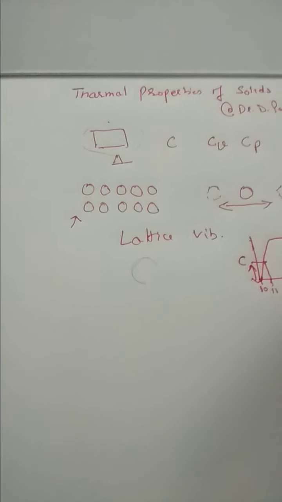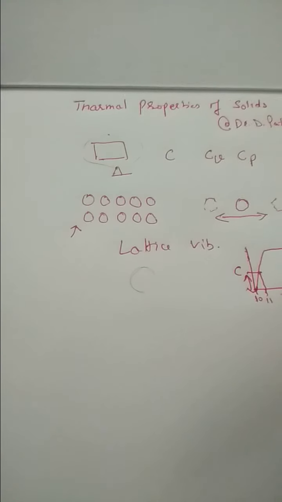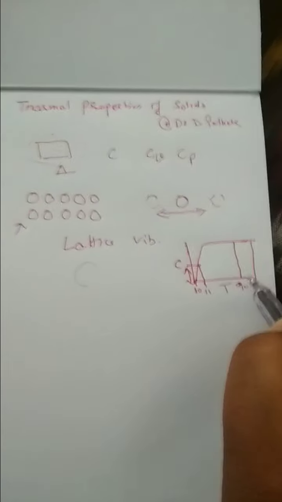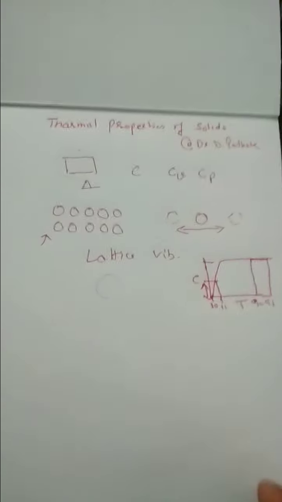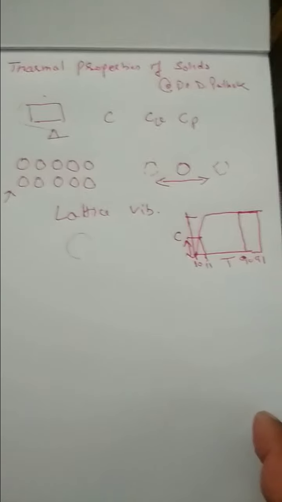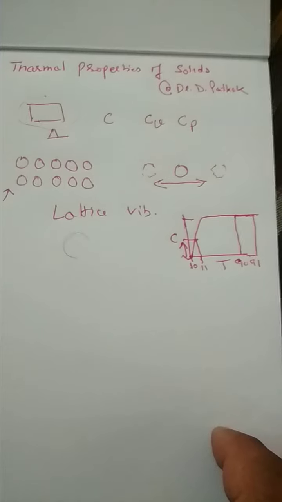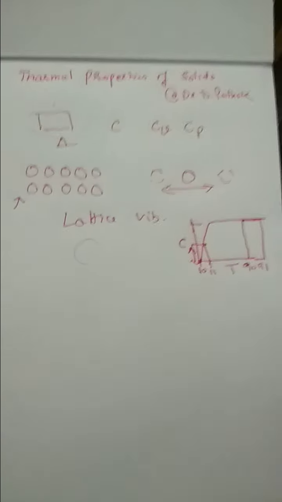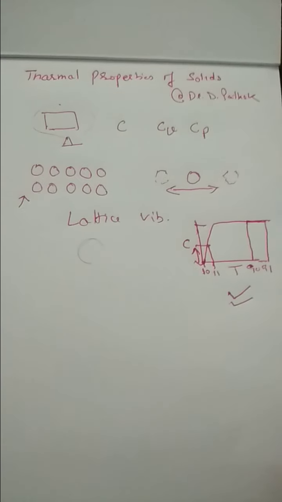And say this is 90 and this is 91. To increase the temperature from 90 to 91, C remains the same. That is, specific heat at high temperature becomes independent of T, and at low temperature the specific heat varies sharply. This is actual data which was observed experimentally.